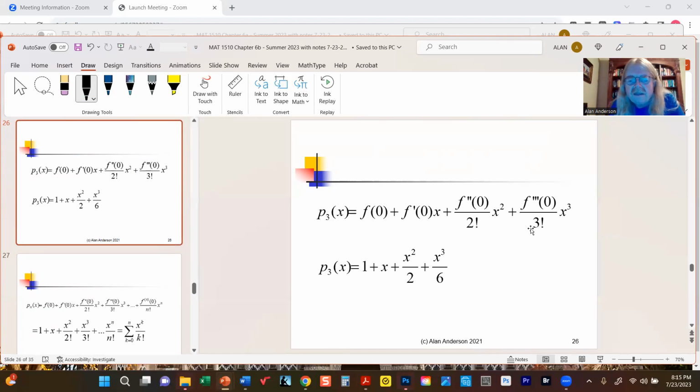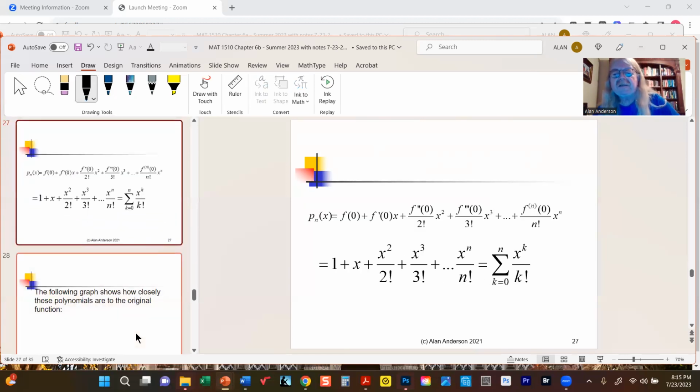Okay, 1 plus x squared over 2 plus x cubed over 3 is approximately equal to e to the x. It's only approximately because we don't have all of the terms, right? To make it exact, we need the entire series. And then we can rewrite it in a very interesting way.